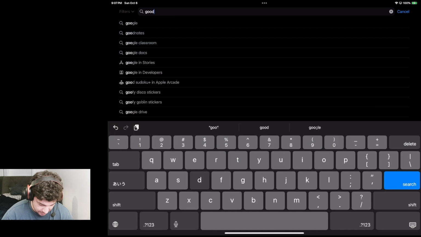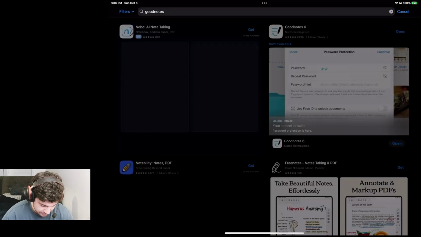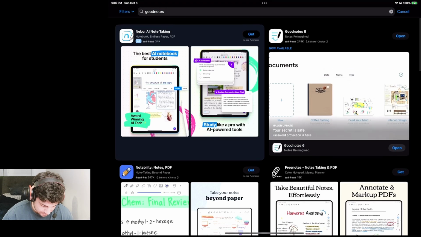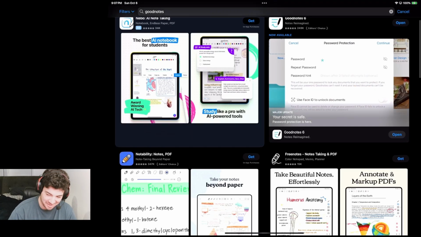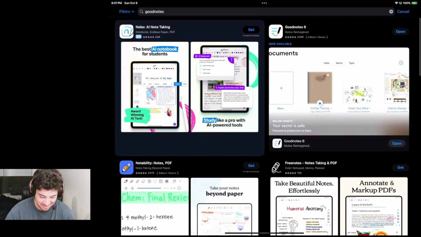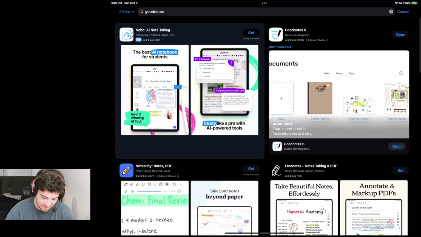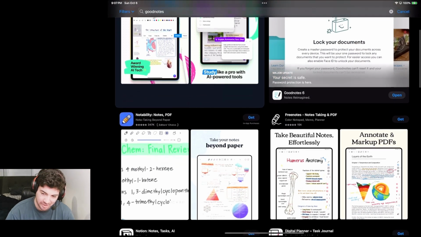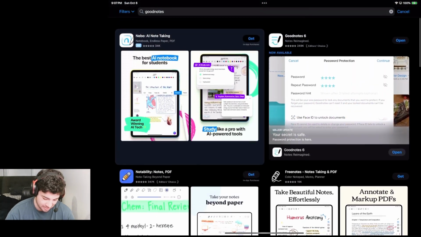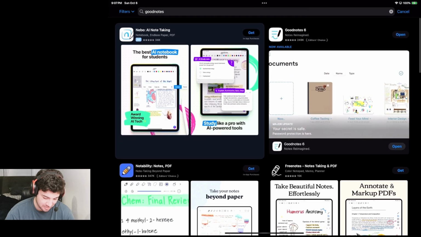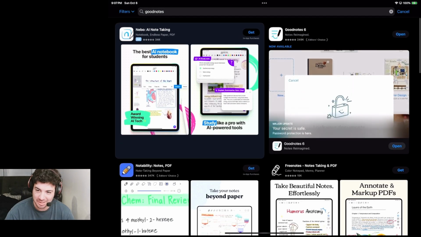Oh, right. I use GoodNotes. But yeah, the good thing about typing one of the apps is usually you will get the other ones too. So I have GoodNotes 6. Other people use Notability. And then there's also people who use Nebo, which I just learned about today.